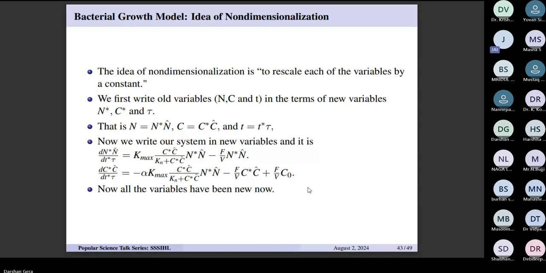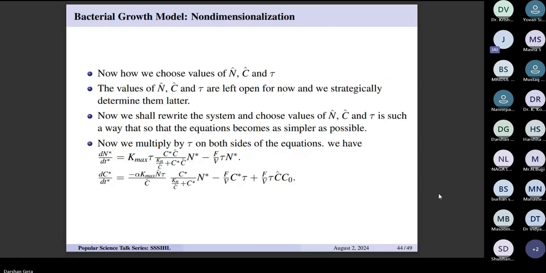If I use this combination of parameters and variables, N cap and tau will be outside in both the equations. On the right hand side, I replace N by N star N cap, C by C star C cap, and t by t star tau. After putting all these in and cancelling terms, we reach this equation. We also multiply both sides by tau, and then we are left with this equation.